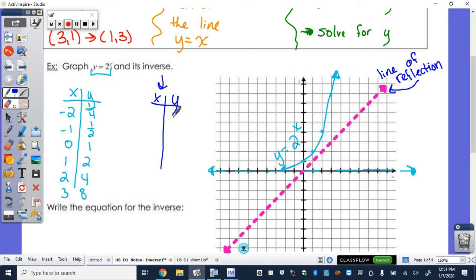It's kind of tricky to reflect it over that line, so if you have your table of values, which you should have, all you need to do is flip-flop your points. So (-2, 1/4) on my inverse would be (1/4, -2). And then we would have (1/2, -1), (1, 0), (2, 1), (4, 2), and (8, 3). So once you flip those, go ahead and plot your inverse if you didn't already do so.